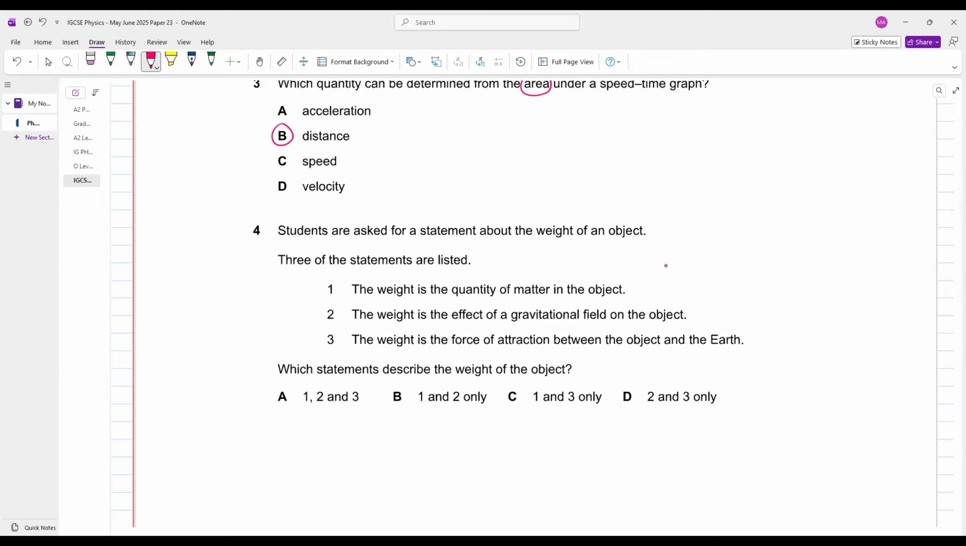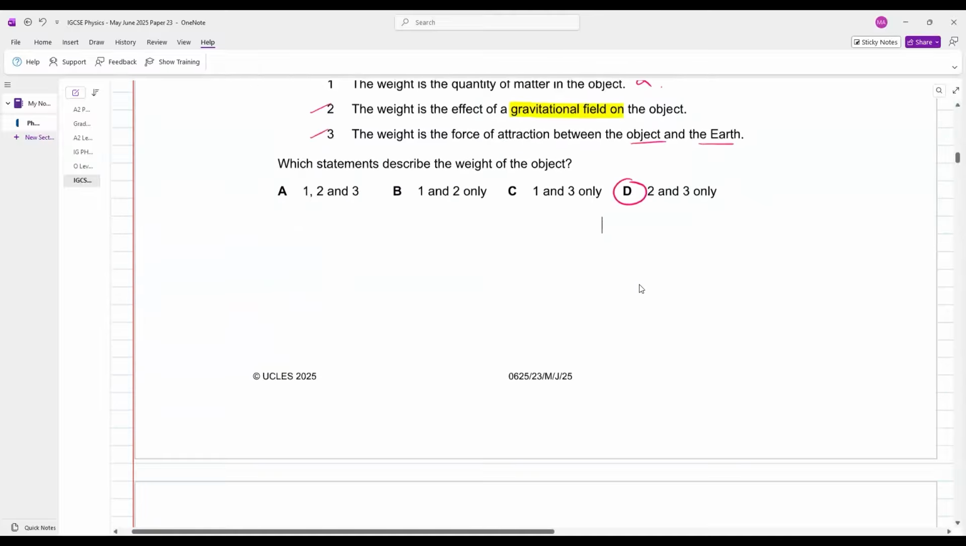Students are asked for a statement about the weight of an object. Okay. Three of the statements are listed. The weight is the quantity of matter in an object. No. The weight is the effect of gravitational field on an object. Yep. This is the correct statement. The weight is the force of attraction between object and earth. Yes, this can also be true. Weight is also the force of attraction between object and earth. D is your answer. Let's move on to question 5.